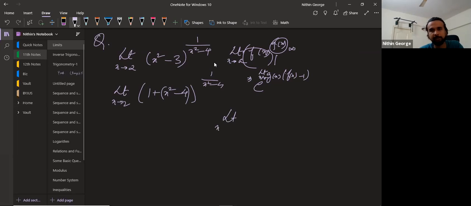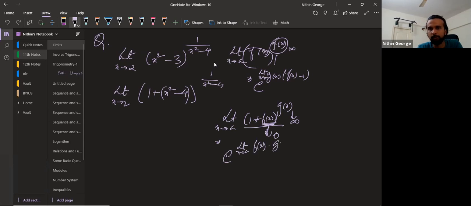Otherwise, if you had x tends to a, 1 plus f of x raised to g of x, this can be easier to remember, at least for me. If you have something in this form where f of x alone tends to 0 and g of x tends to infinity, you write this as e power limit x tends to a f of x into g of x. So this is where the indeterminate form is coming, 0 into infinity.